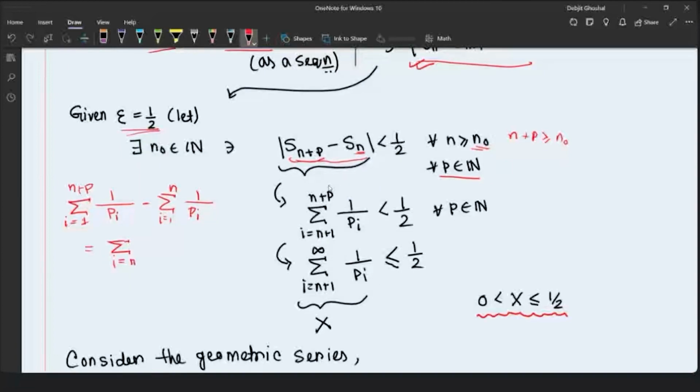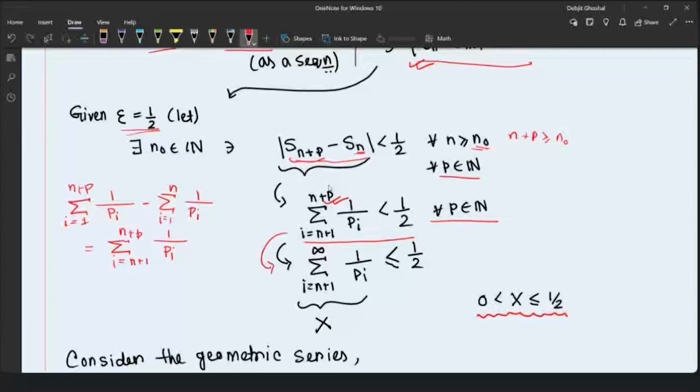So I get the sum for i equals n plus 1 to n plus p of 1 by p_i. This is what we get. And see, all these terms are positive, so I can remove the modulus. So we get that the sum from i equals n plus 1 to n plus p of 1 by p_i is less than half. And this is for all p belonging to natural numbers, so this holds for all p.